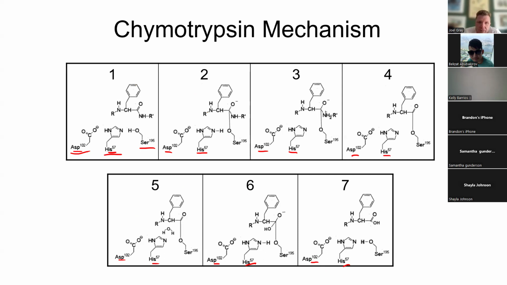It starts out by accepting a proton. Where is it accepting that proton from? Well, it's accepting a proton from the adjacent serine. So it's acting as a base in comparison to that serine. That serine is going to act as a nucleophile to form the covalent bond between the substrate and itself.